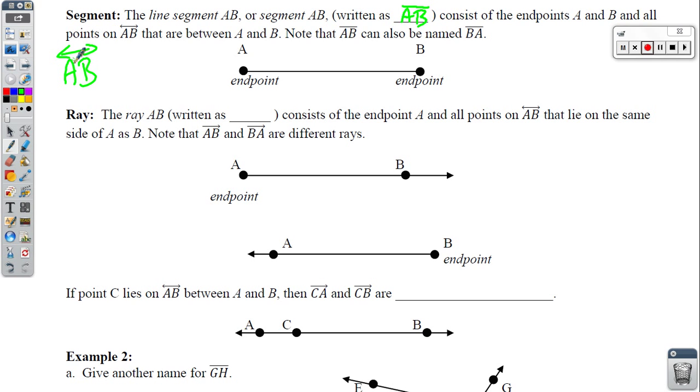Now, if we do a mixture of, say, a segment and a line, so we have one side where it ends and one side where it continues, this is called a ray. And we're going to name that with the 2 points, and then we have an arrow above it, where one end, the left end, is not continuing on forever, and the right end is continuing on forever. Now we could write this a different way too. So ray AB could be written like that.